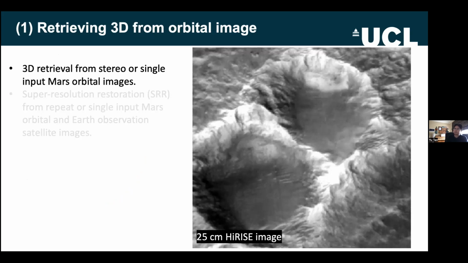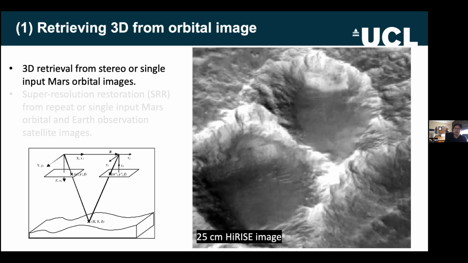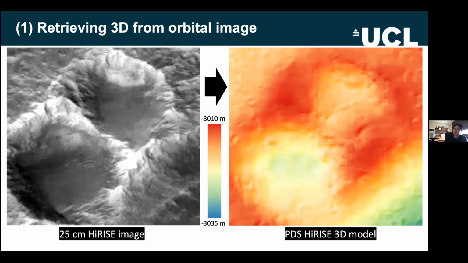So my talk today consists of 2 pieces of work. The first of which is retrieving high quality 3D information from input of orbital optical images. For example, for this zoom-in view of this HiRISE image, photogrammetric 3D information can be derived by matching 2 stereo HiRISE images. And this is an example of the 3D model produced by the University of Arizona using a commercial 3D reconstruction software called SOCET SET. And this is also the HiRISE official PDS Planetary Data System DTM available.